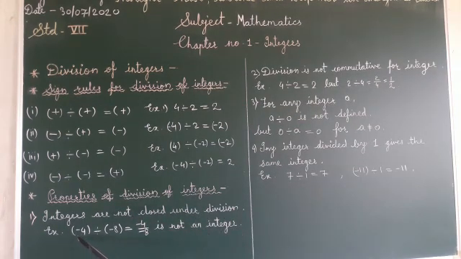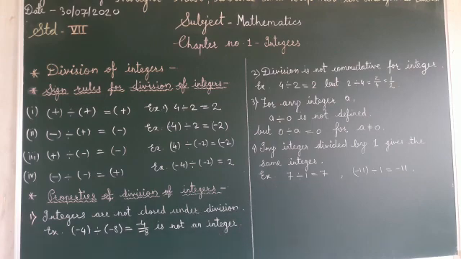For example, minus 4 divided by minus 8. When you divide, you get minus 4 upon minus 8. If you simplify, 4 ones are 4, 4 twos are 8, so you get 1 upon 2, which is not an integer. It is a rational number because it is in the form p upon q. It is not an integer. So we can write integers are not closed under division. It means that the division of two integers does not always give an integer.